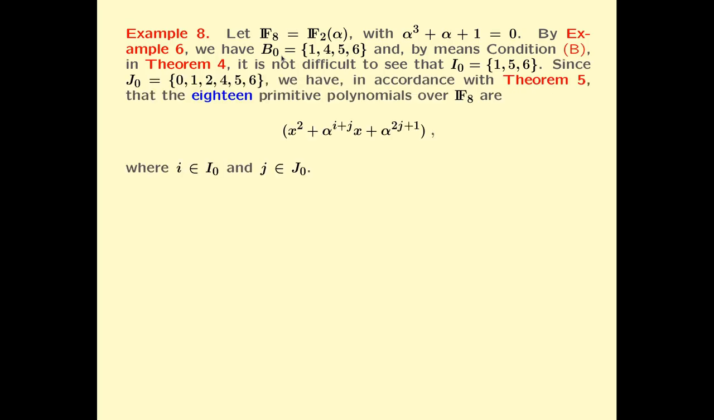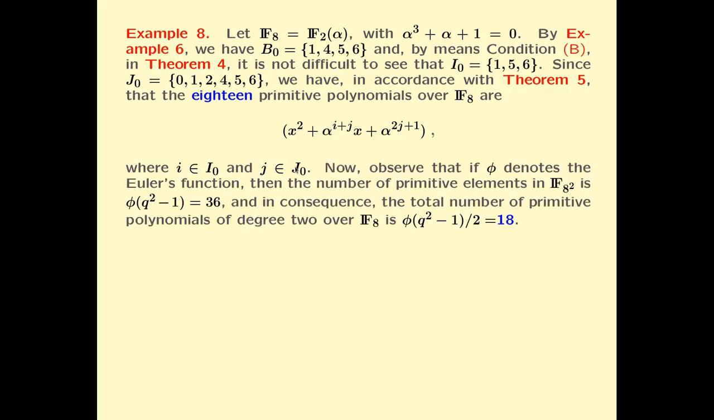Since capital G0 becomes equal to 0, 1, 2, 4, 5, and 6 for this example, we have, in accordance with our theorem 5, that the 18 primitive polynomials over F8 can be obtained by means of this simple expression where the exponent I is taken in capital I0 and the exponent J is taken in capital G0.